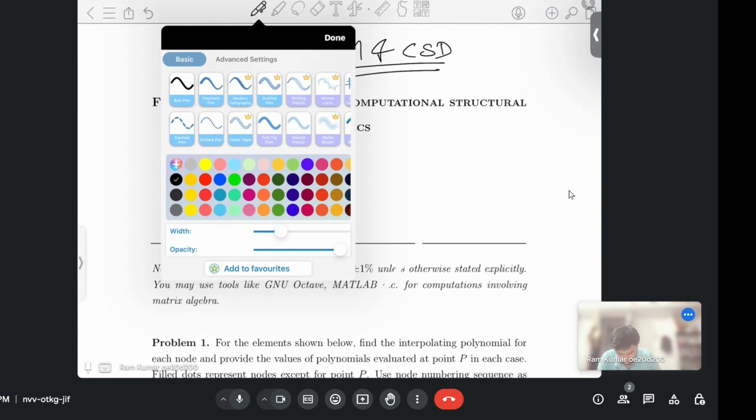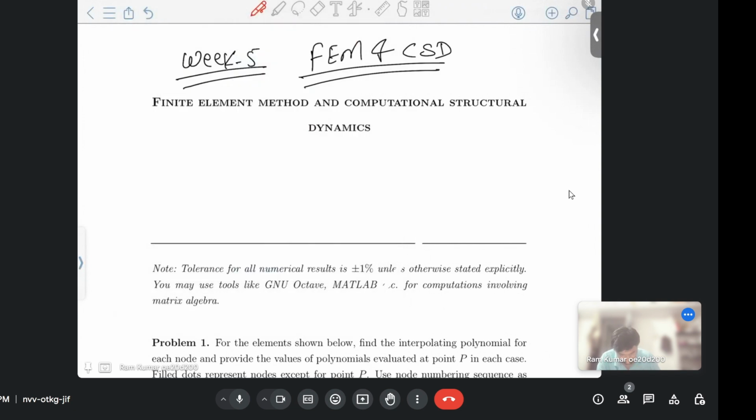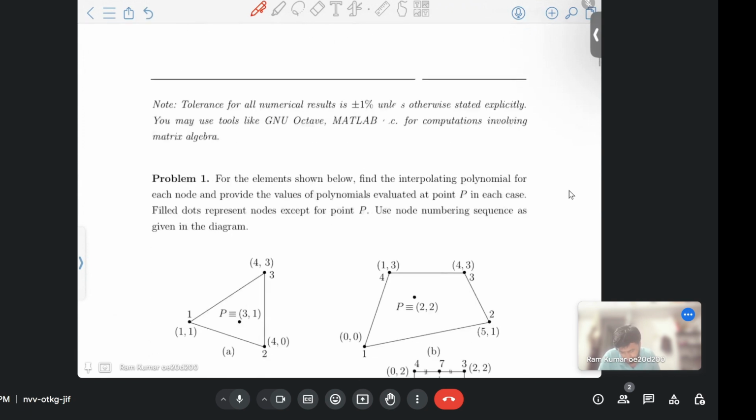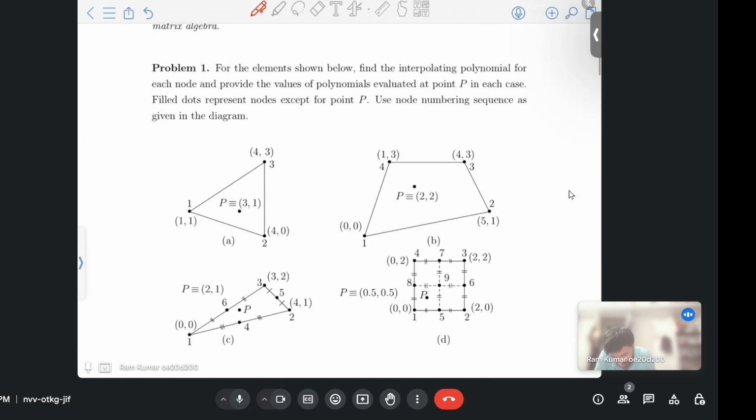So this is the week 5 lecture. In this lecture, we are going to solve some problems. This is problem number 1. Given the element shown below, find the interpolating polynomial for each node and provide the value of the polynomial at point P in each case.